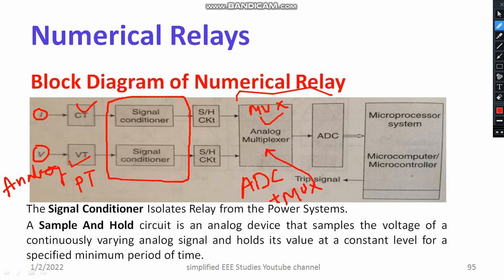Before conversion, at least some time is needed. For that purpose, we will be using a sample and hold circuit. Each analog signal has to be converted into digital data, so some timing is required. That is called the sampling time. For that purpose, we need a sample and hold network or sample and hold circuit.